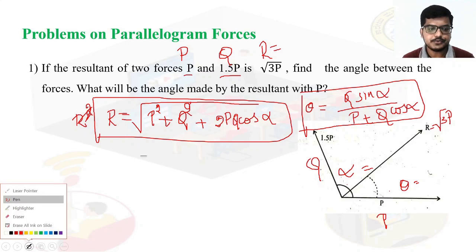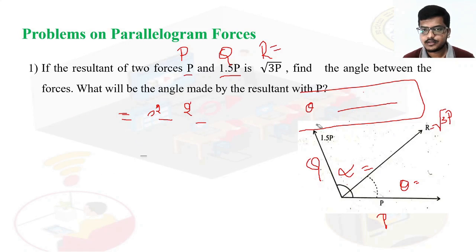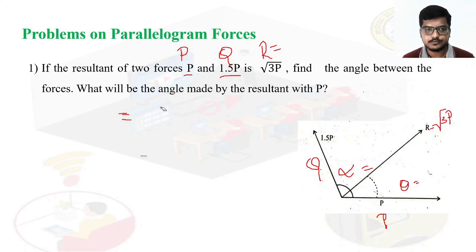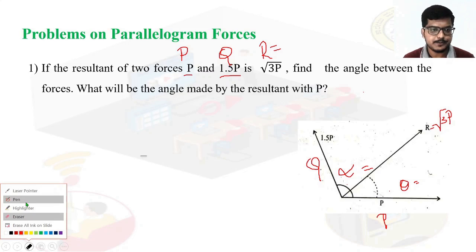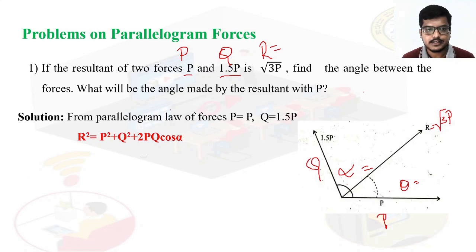So now, using that formula, we need to find this alpha and this theta. The procedure for that I will show you now. Whatever formula you know, first write that. From the parallelogram law of forces, here P is equal to P and Q is equal to 1.5P, and we know the formula R square is equal to P square plus Q square plus 2PQ cos alpha.